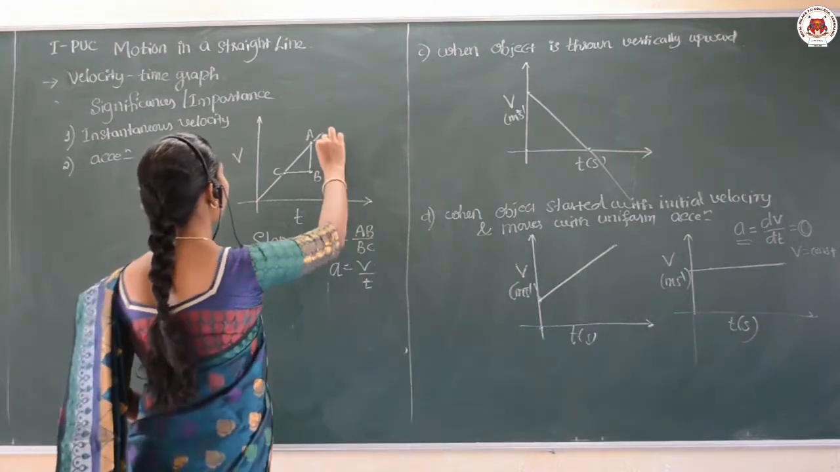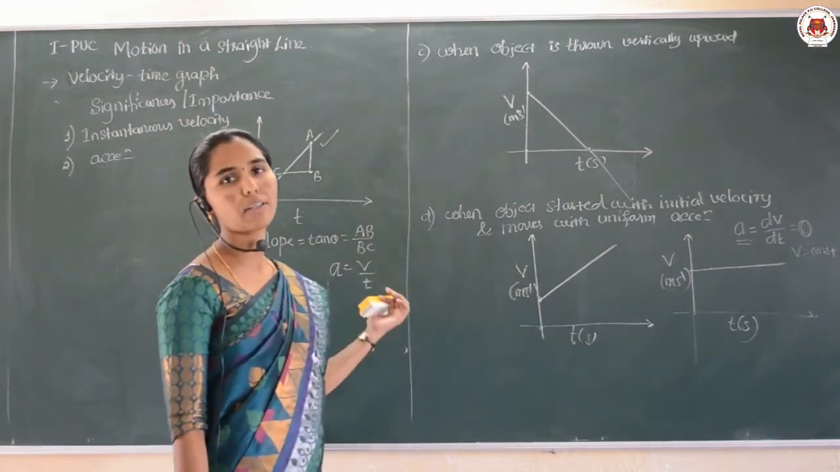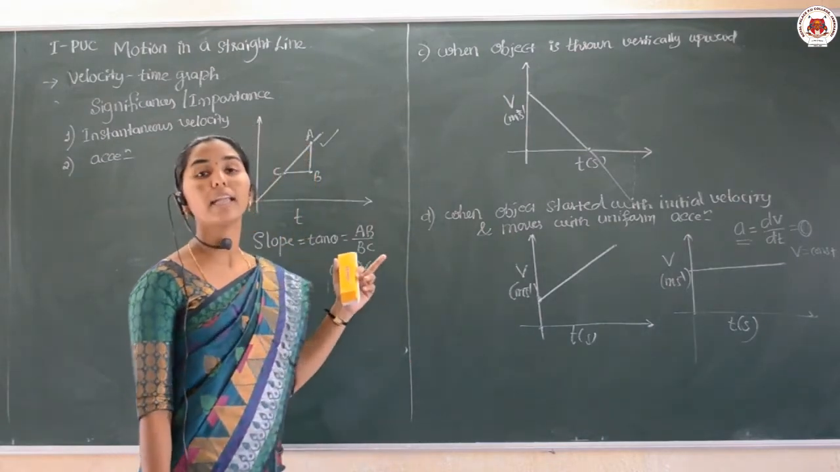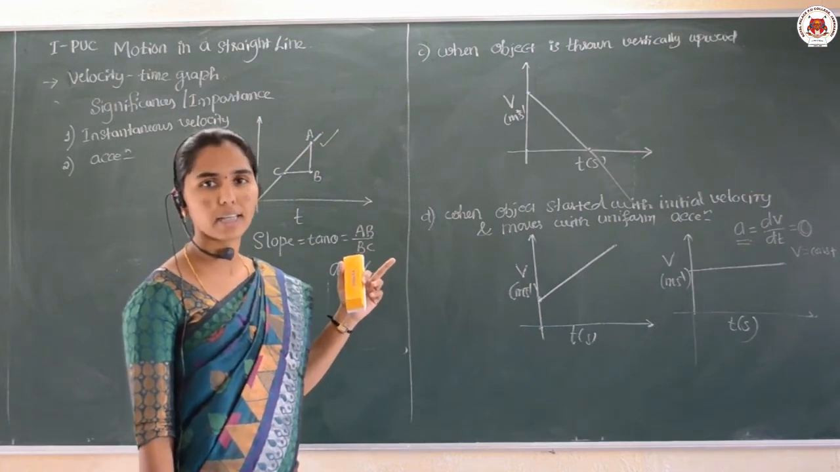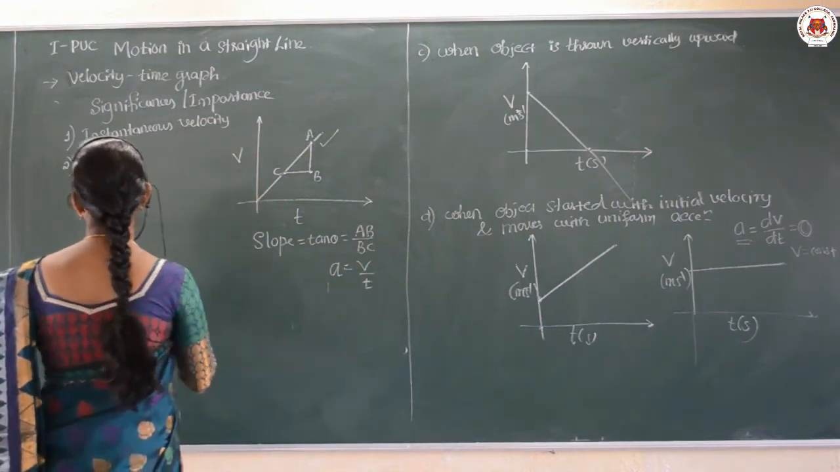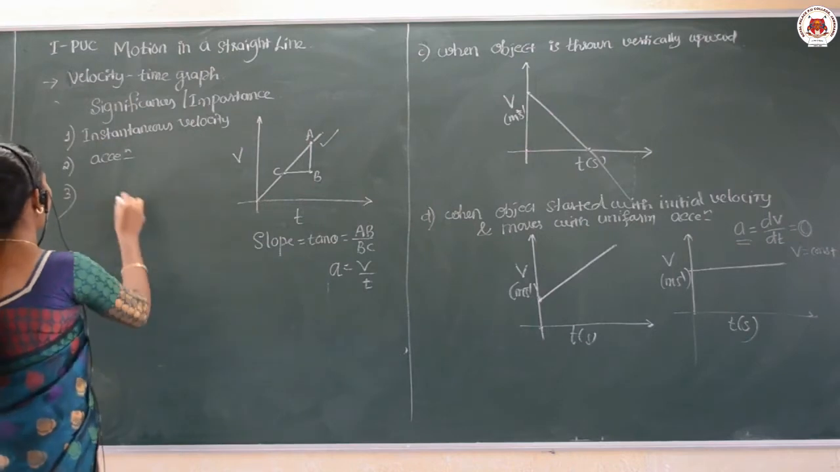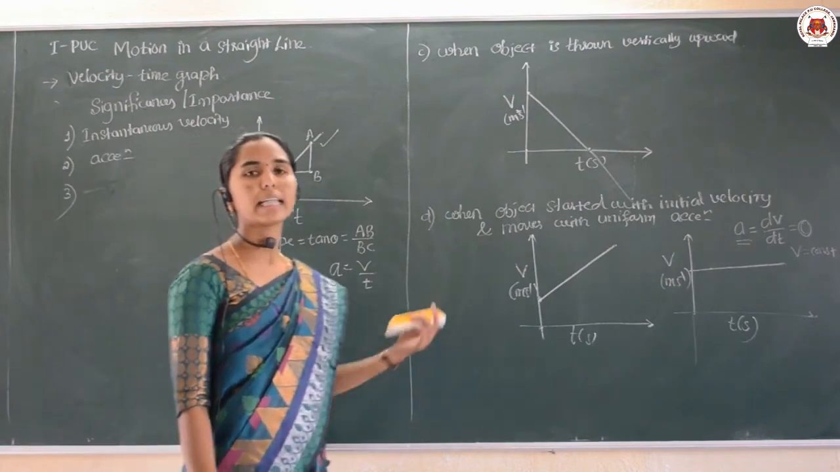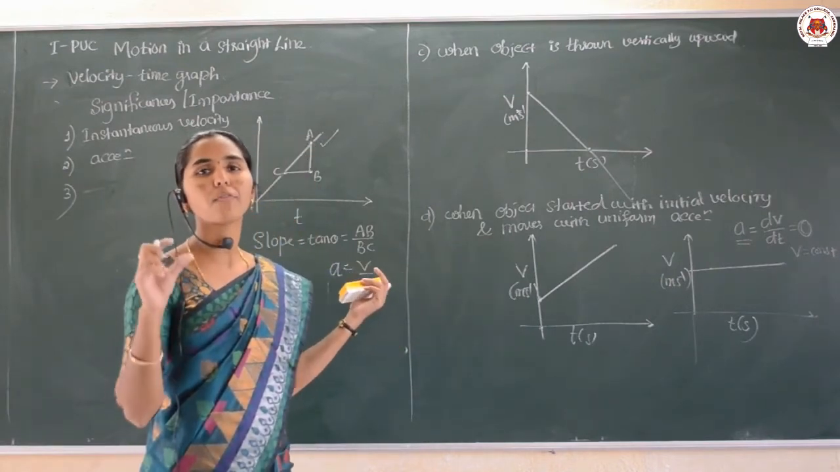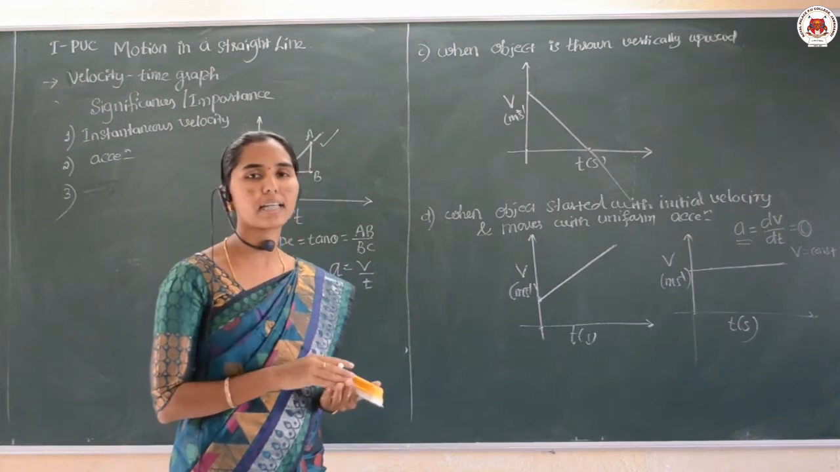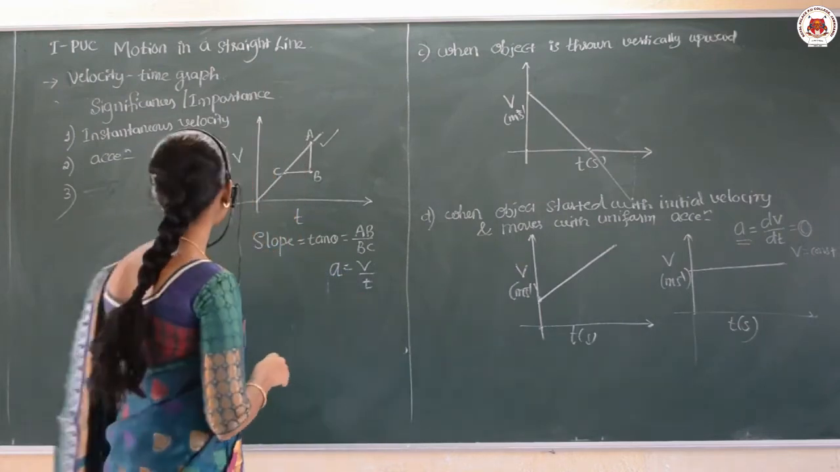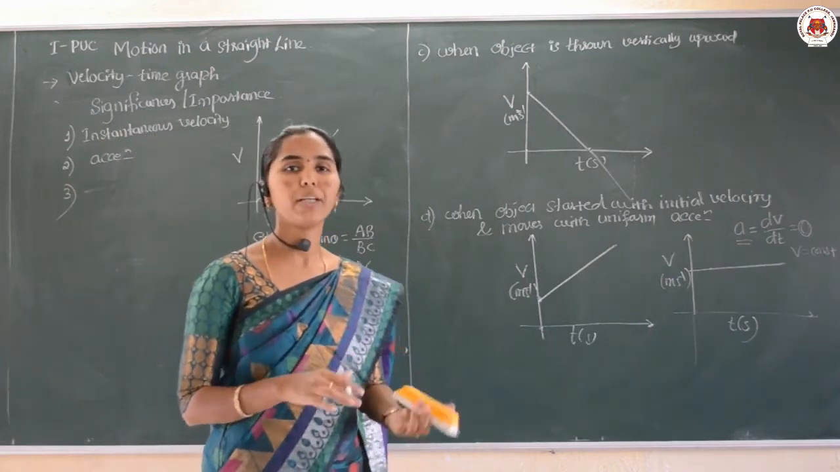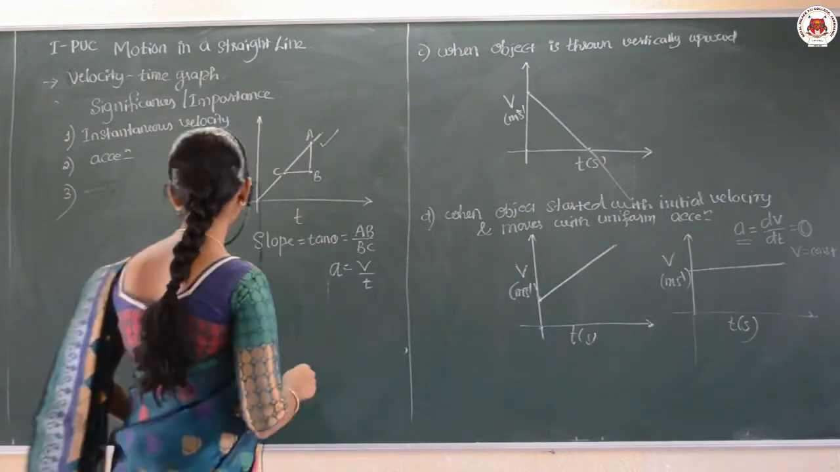So this point tells that the slope of the velocity time graph, when the object is moving with uniform acceleration, gives me the acceleration of the body. So that is also one point we discussed as the significance of the VT graph. Yes, and next one.